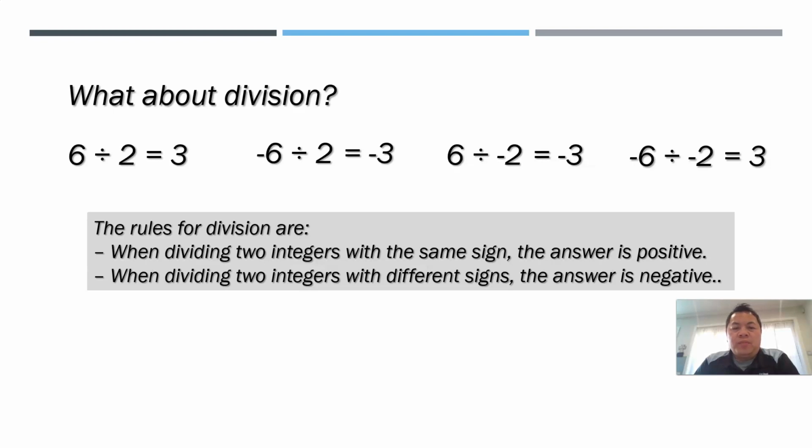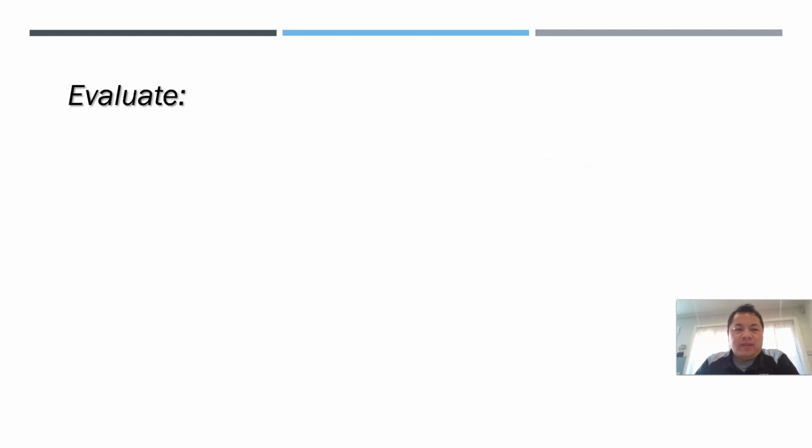When you divide two numbers with the same sign, the answer is positive. When you divide two numbers with different signs, the answer is negative. Got it? We're done. Let's move on to solving some of these problems given in the text.